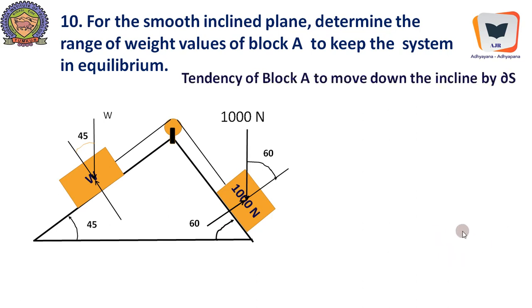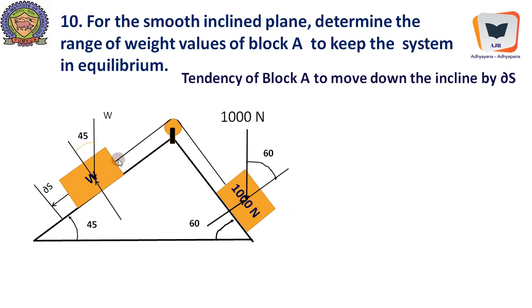Now, tendency of block A to move downward the incline by del S. This is del S, and here we should look into the fact that del S is negative as far as our sign convention is concerned, because this will become the x-axis as far as this block is concerned, and this will become the x-axis as far as this block is concerned. Therefore, for both the blocks, del S happens to be negative.